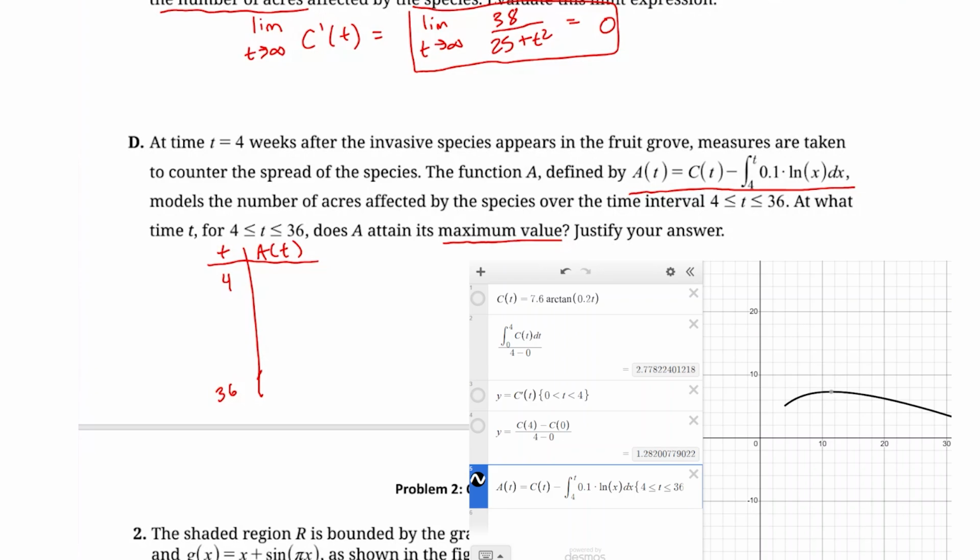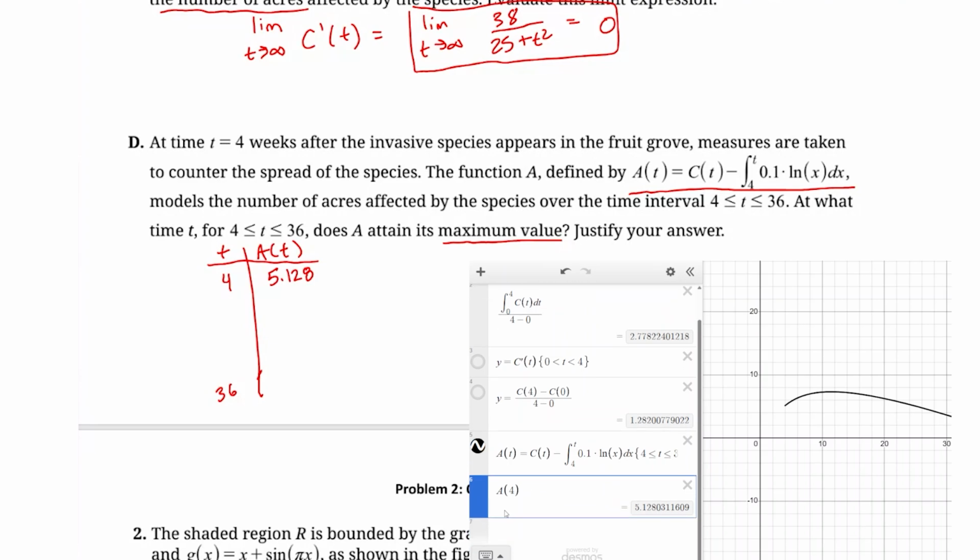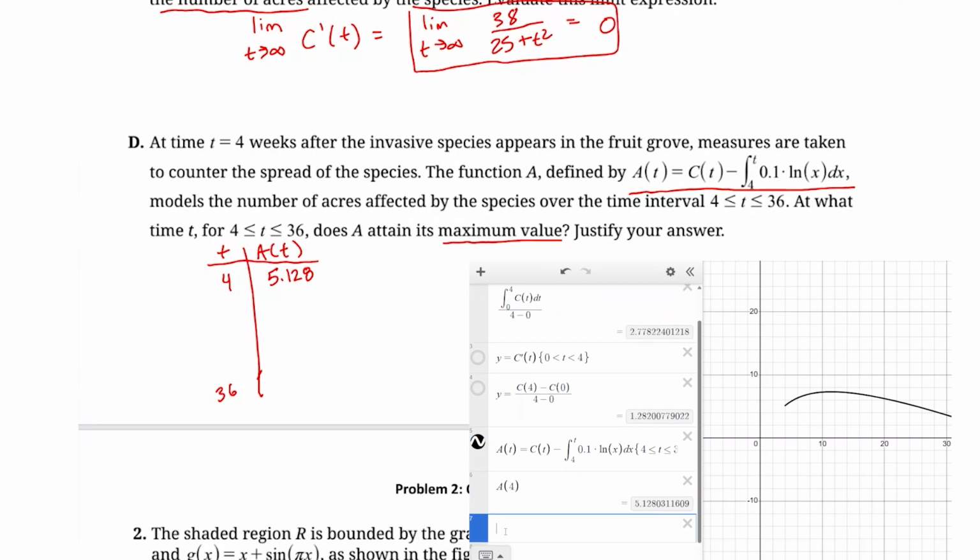So first things first, let's evaluate A of 4. Okay, so it's 5.128. And let's evaluate A of 36. Okay, 1.743. Now let's find any critical values.